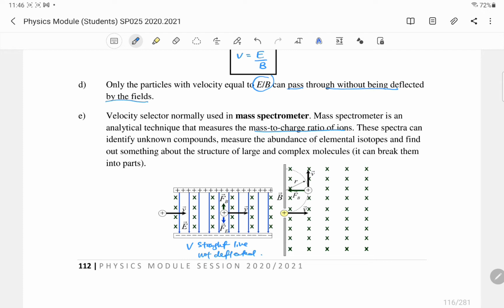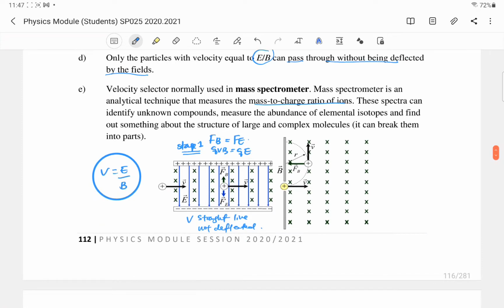Okay, so kat sini pada stage number 1 ni, kita ada FB equal to FE, when QVB equal to QE. So we can have V is equal to E over B. Okay, this is how we can find the velocity for this stage. Okay, stage number 1, where we have a parallel plate charge. Okay, so then dia akan masuk pada velocity selector ni.